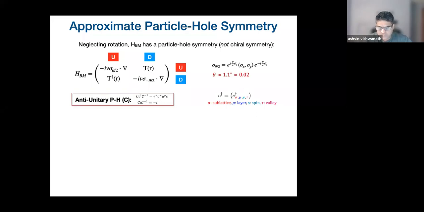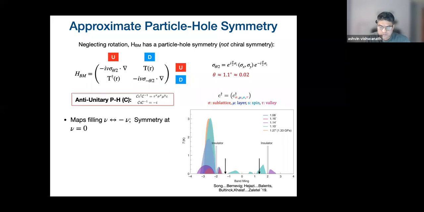When you neglect those rotations, you can show that there's an anti-unitary operator C, which changes the creation to annihilation operator. So it's a particle-hole symmetry. It has certain matrices acting on the valley spin, valley sublattice and the layer. When you do this transformation, you can show that the Hamiltonian of the system, including interactions, is invariant. And it turns out that that is sufficient for us to show that there is no sign problem in the quantum Monte Carlo simulation.